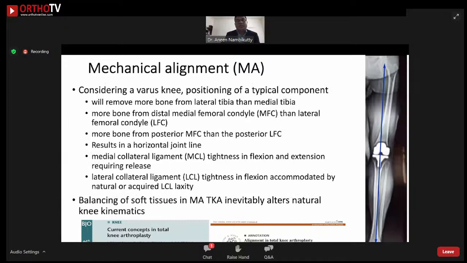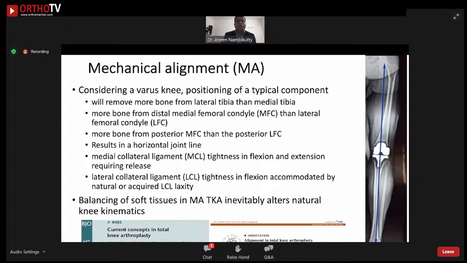When you have a varus knee in a mechanical alignment, you remove more bone from the lateral tibia than the medial tibia. You remove more bone from the distal femoral condyle, the medial femoral condyle, than the lateral femoral condyle, and from the posterior medial femoral condyle than the posterior lateral femoral condyle.